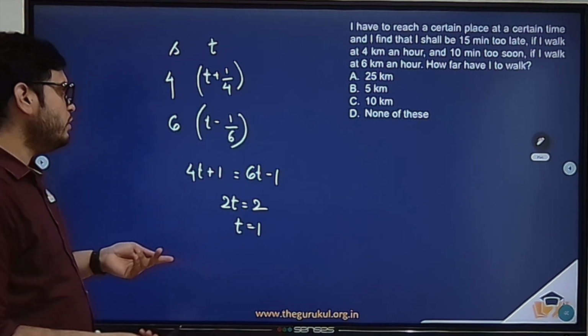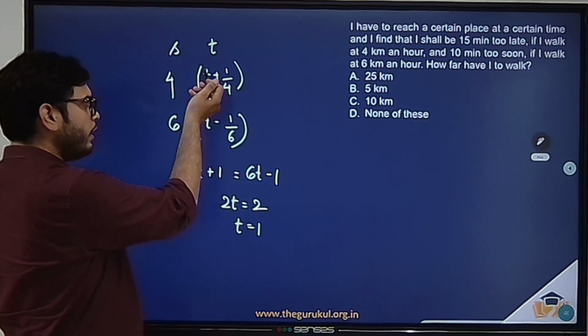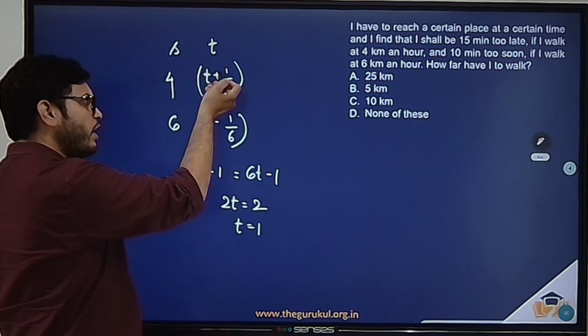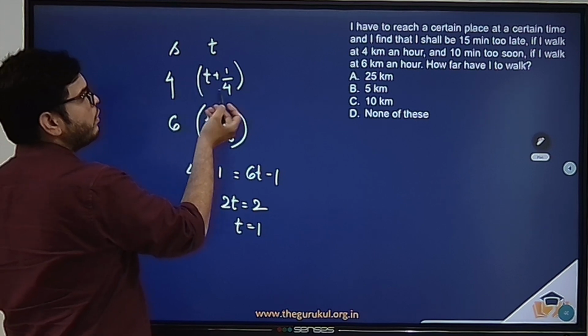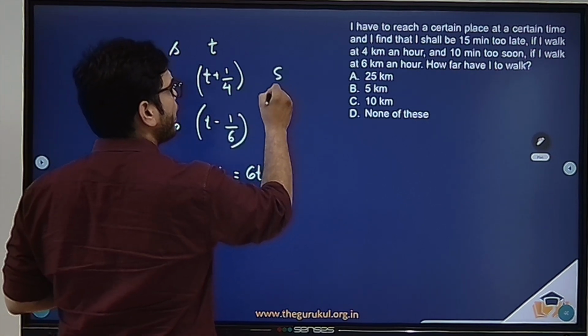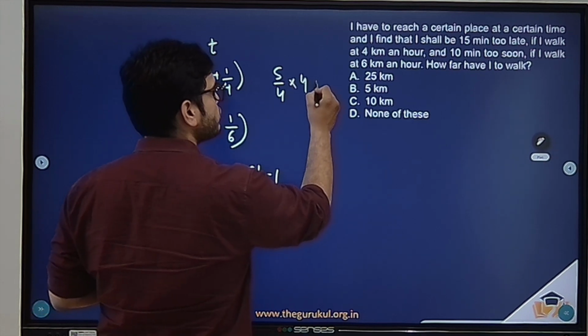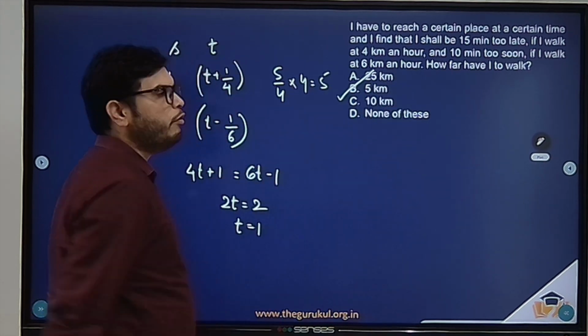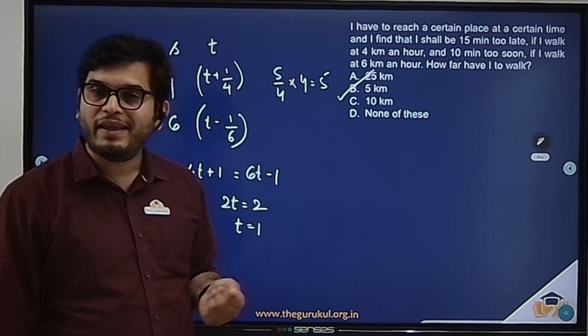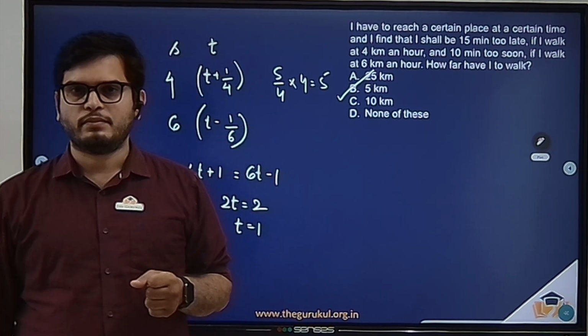Now what was asked: how far have I to walk? So we are asked to find the distance. You can substitute the value of t in any of these two. Now let me substitute the value of t as 1 in this. So I'll be taking 5 by 4 hours when I walk at a speed of 4 kilometers per hour. So the distance that I'm traveling would be 5 kilometers. Hence option B should be the answer for this question.